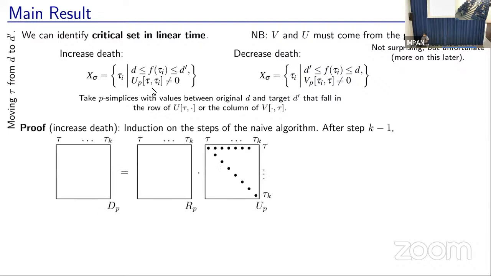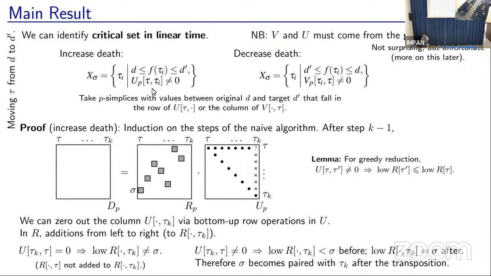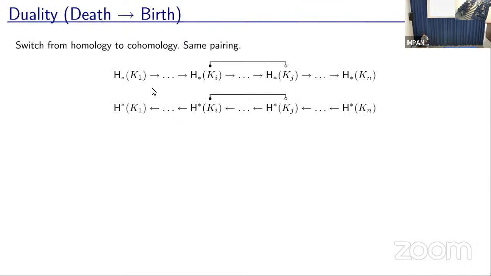Okay, so I promised the proof, but I think I'm going to skip it because it's not a hard proof. I've been talking only about death so far. It's not a fondness for morbidity or anything, although in persistence this is kind of a constant problem. You have to think about these things.